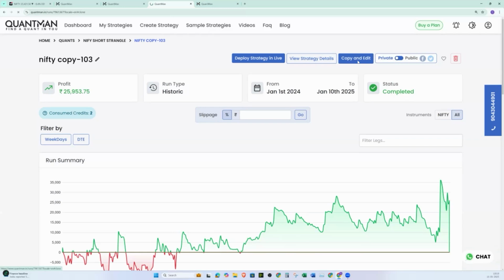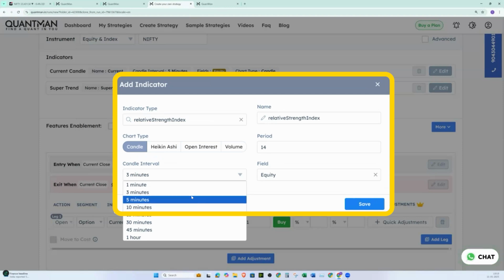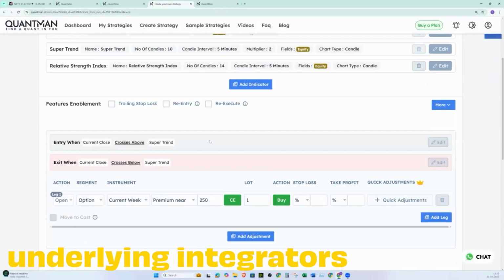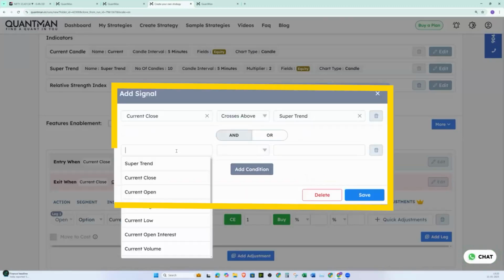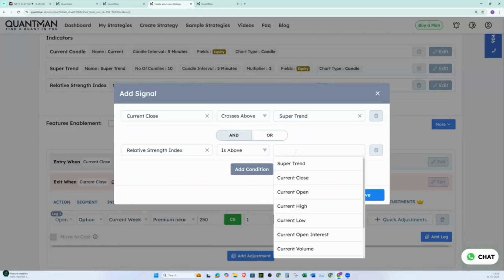Now I add one more indicator, relative strength, default value, no other changes. RSI is an underlying indicator. For an underlying indicator, we don't need the current candle, we just need only the value. I put the relative strength index is above 70.